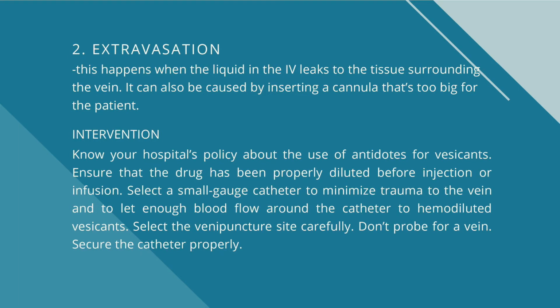Select a small gauge catheter to minimize trauma to the vein and to let enough blood flow around the catheter to hemodilute vesicants. Select the venipuncture site carefully. Don't probe for the vein. Secure the catheter properly.